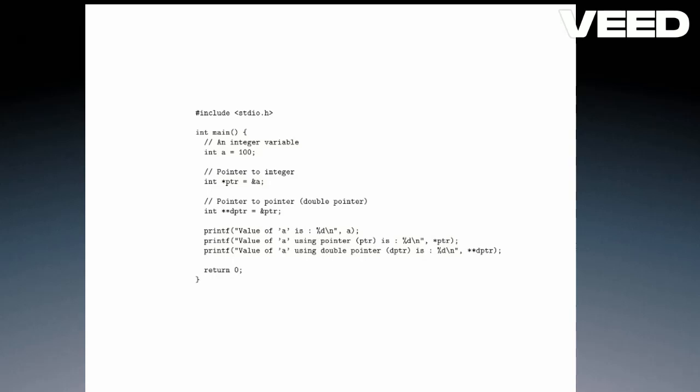So now dptr has become a double pointer. That means once I follow it, I go to ptr. Second time I follow it, I go to the actual variable a. So I can do all this now, print out a in many different ways. Directly I can print out a. I can print out a by using the pointer to a, and I can print out a by using the double pointer to a. So basically they all point to the actual location of a.